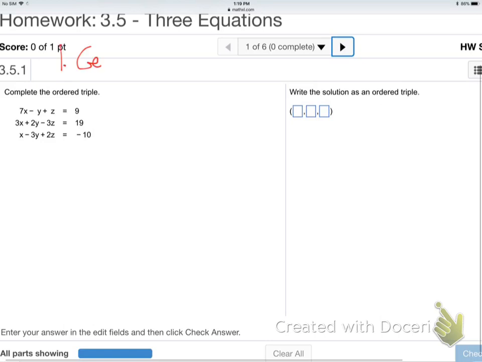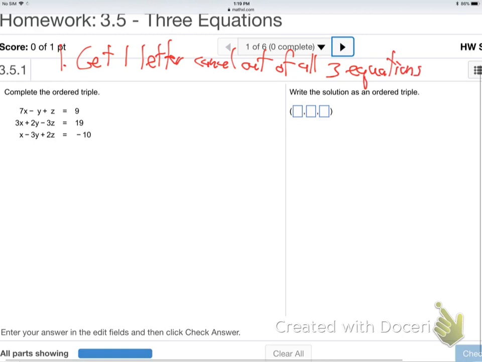So first step, get 1 letter to cancel out of all 3 equations. It doesn't really matter if that's X or Y or Z. Just do what's easiest. Now, what do I mean by what's easiest? Well, what you want to use is a plain X or Y or Z to cancel the others.